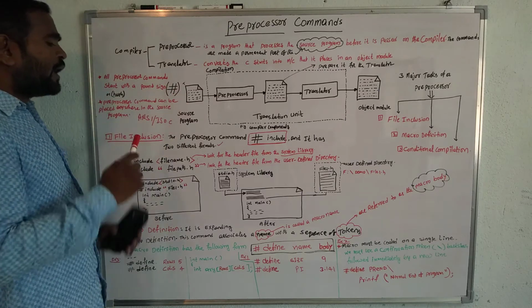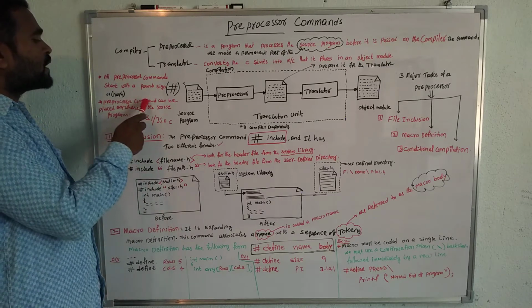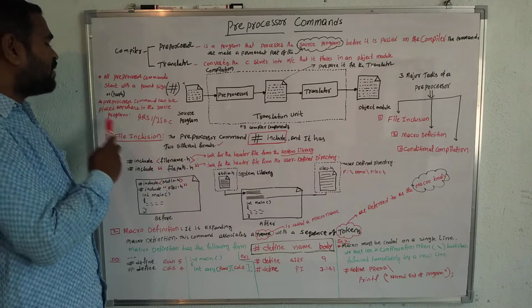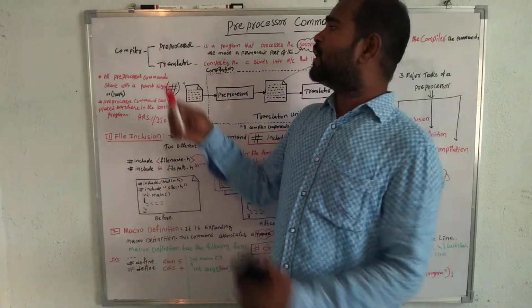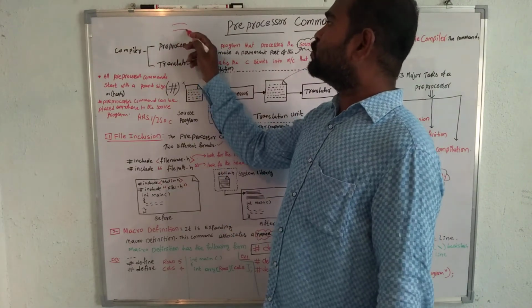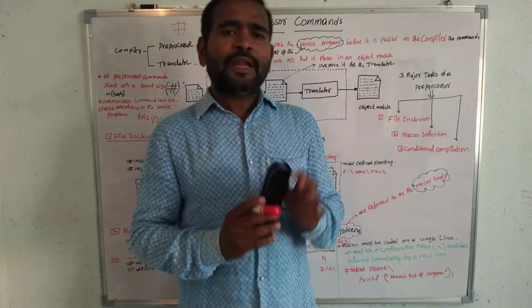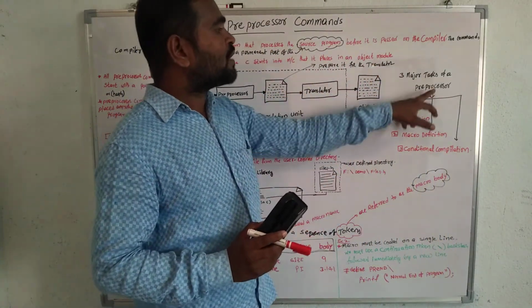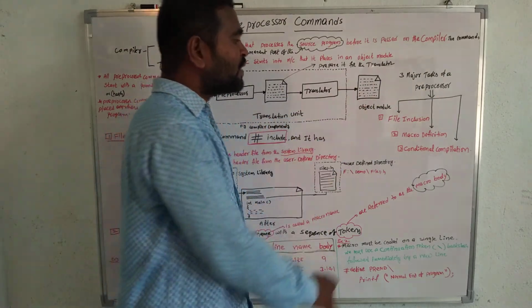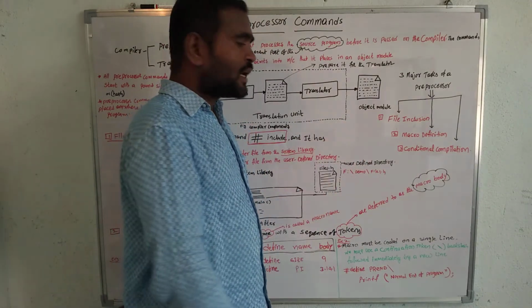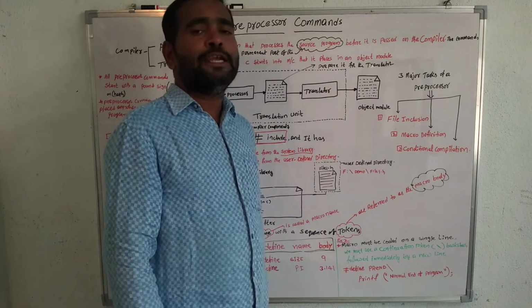ANSI or ISO C specifies that preprocessor commands can be placed anywhere in our source program. But in the traditional C programming language, this hash symbol is used in the first column only. Now, there are three major tasks of the preprocessor. The first one is file inclusion, the second one is macro definition, and the third one is conditional compilation.